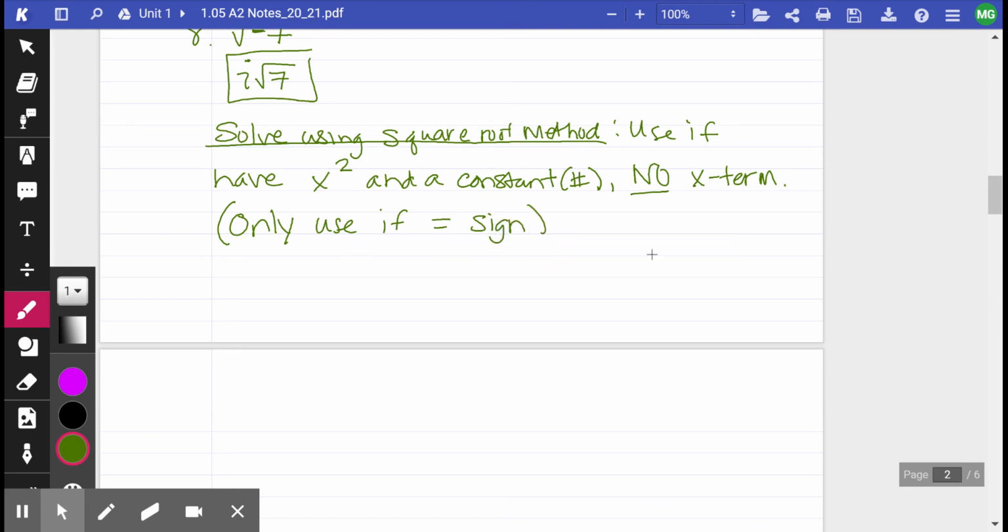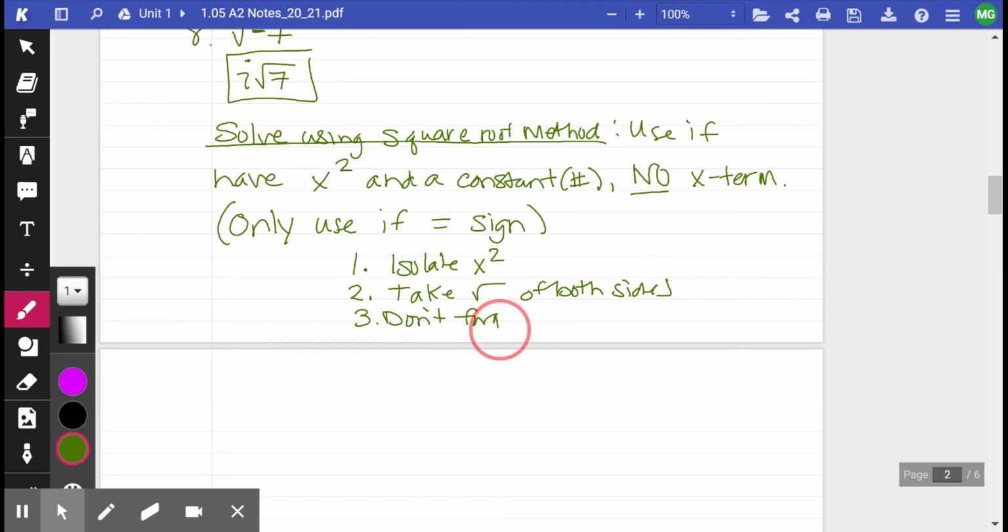The steps to do this are: one, isolate the x squared. So that's super duper important. You need to get x squared all by itself. Number 2, once you have it isolated, you're going to take the square root of both sides. And then 3, don't forget your plus or minus. Probably the most common mistake is forgetting that plus or minus there.